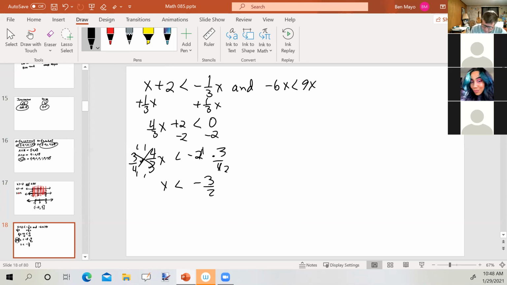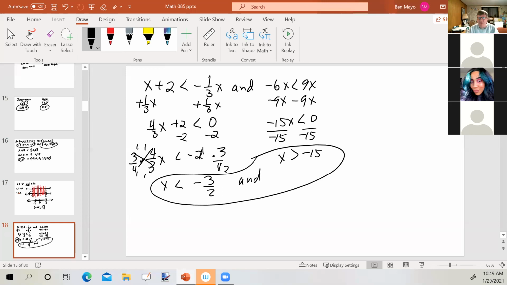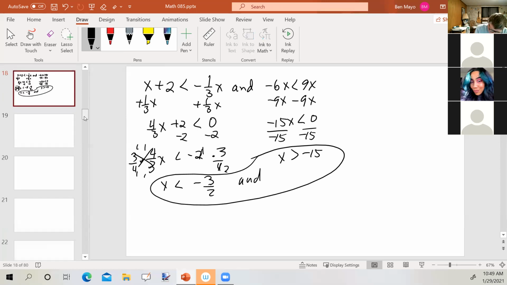The second inequality, I'm going to subtract 9x from both sides, -15x less than 0. I'm going to divide both sides by -15, but because I divided by a negative number, I'm going to change the direction of the inequality sign. Now I haven't gotten the final answer. I don't have the intersection. I just have each of the inequalities solved. I'm going to recopy that on the next page and go from there.